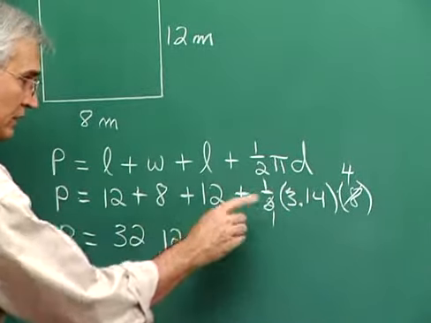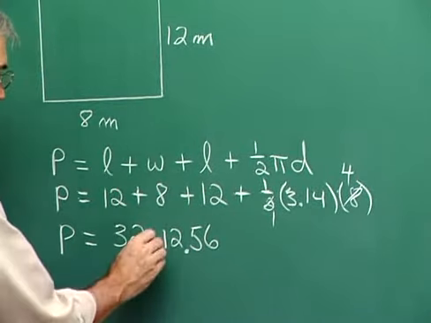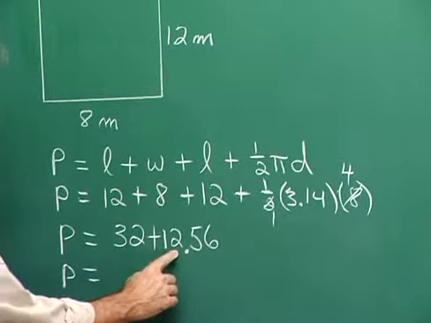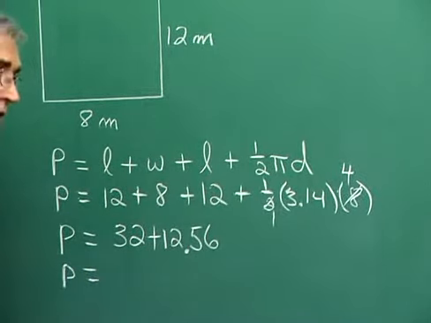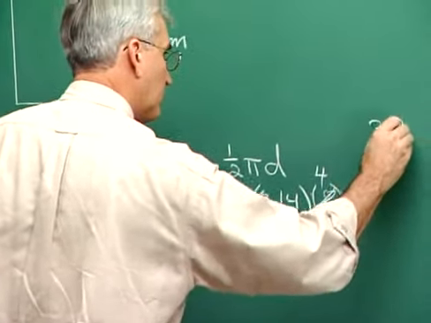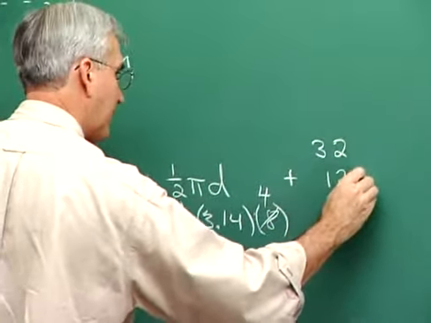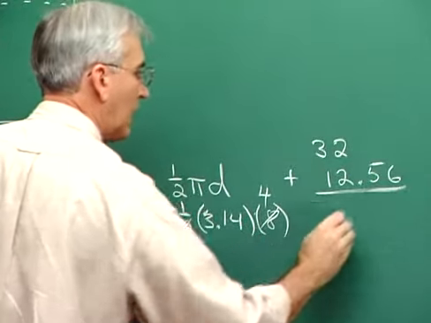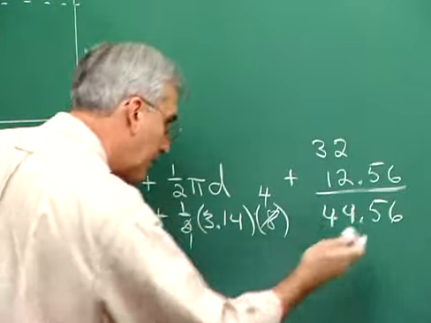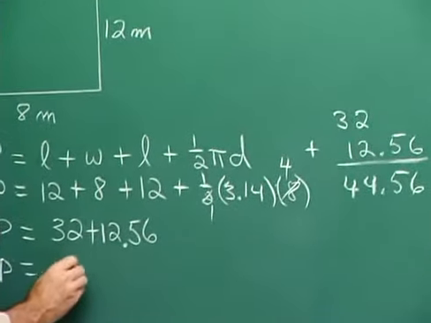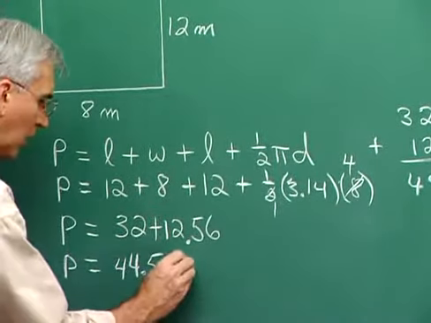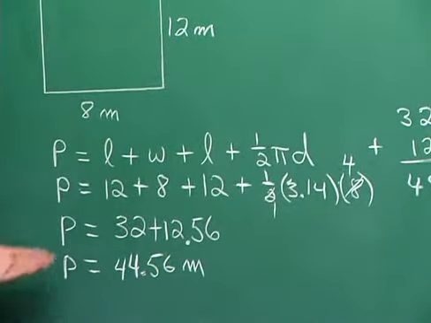And I want two digits to the right of the decimal. So I'm adding these two, 32 and 12.56. I might need to go over to the side to do this. Adding, I get 44.56. Let me put that under here, 44.56. And a unit belongs here. Oh, it's meters. So there's my perimeter.